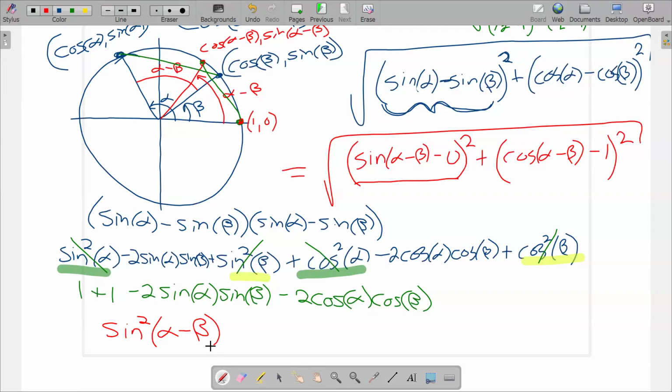What else do we get? Here, I'm going to have to multiply this one by itself. So that's going to end up being cosine alpha minus beta minus 1 times cosine alpha minus beta minus 1. So FOIL that out, see what you get. Not that bad.